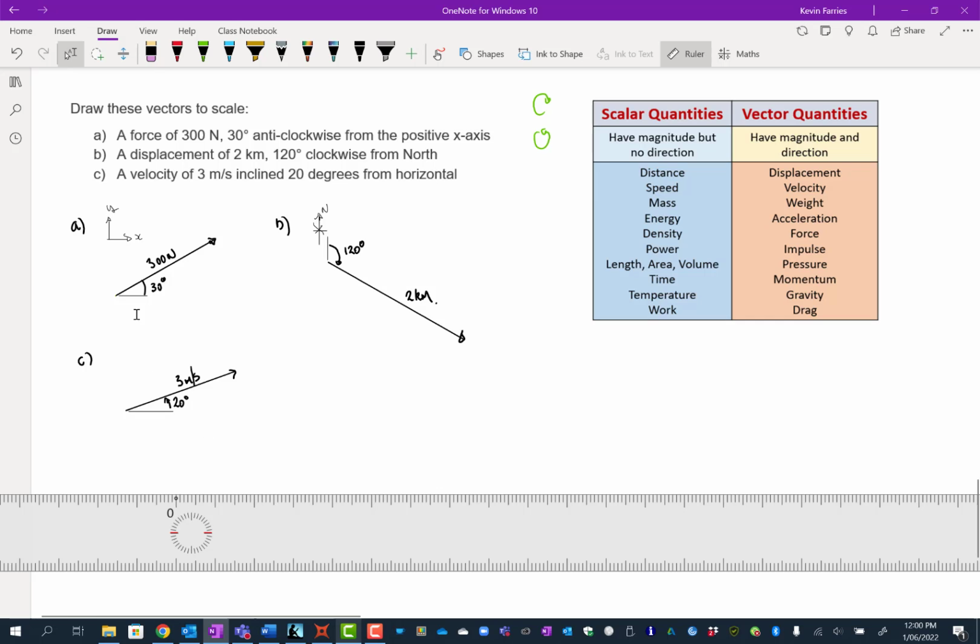Okay, so that's them. So for each, when you're drawing a vector quantity, you're basically just drawing an arrow. The length of that arrow is scaled to the magnitude of the vector, and then we're just showing the direction as well. So every vector quantity has both a magnitude and a direction.